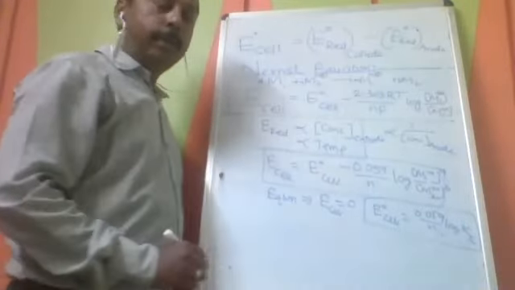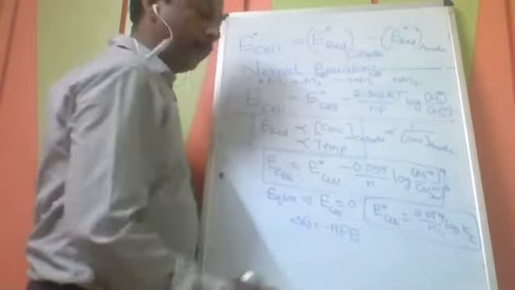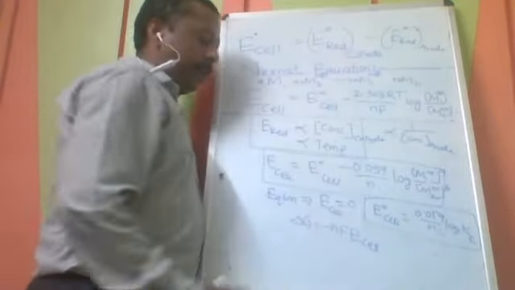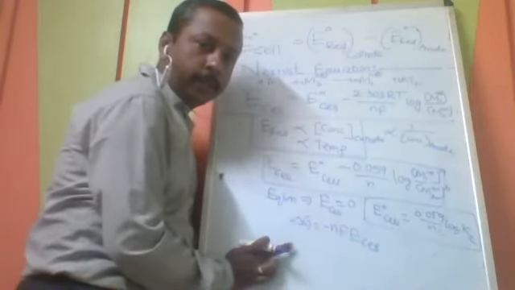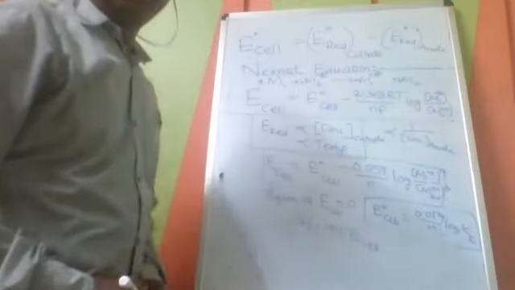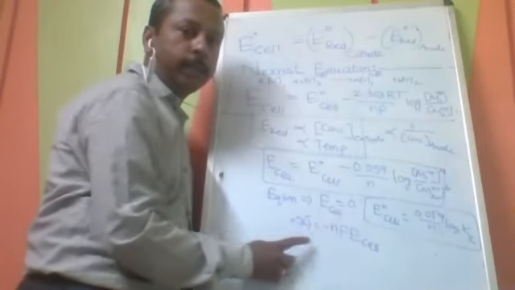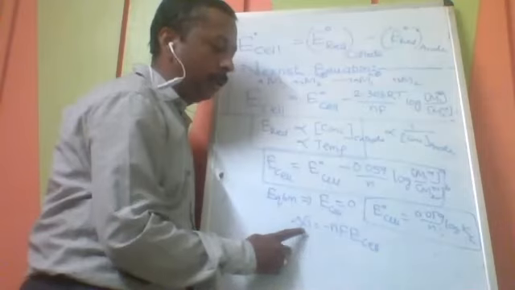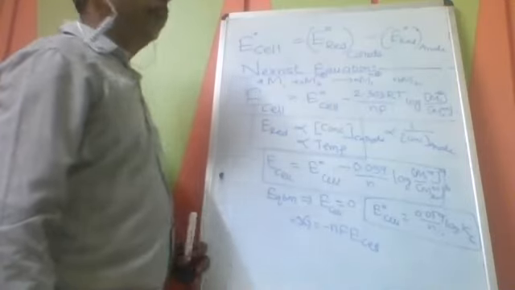In the same way, delta G is equal to minus nF E cell. This formula is applicable for electrochemical cells and gives free energy. Here we are getting EMF, and this is energy. So you should be very careful about this conversion. This will be in volts and this answer will be in joules. To convert into kilojoules, you divide by 1000. So these are some concepts about the Nernst equation.